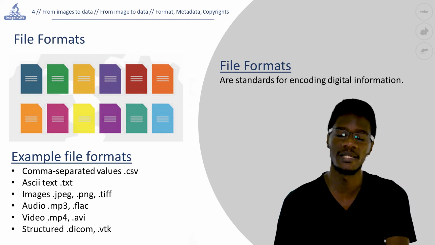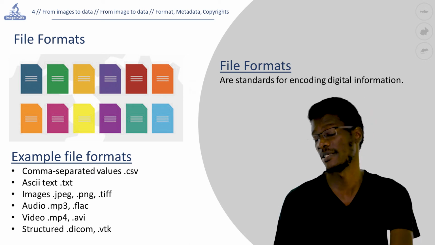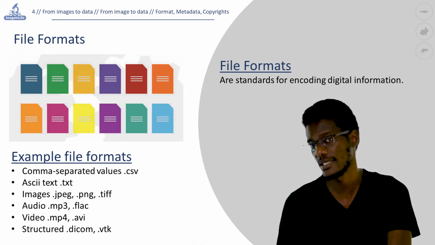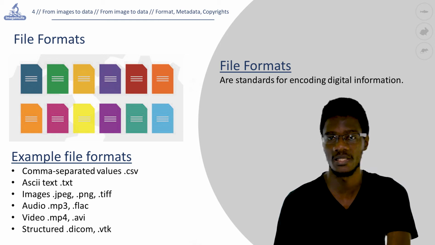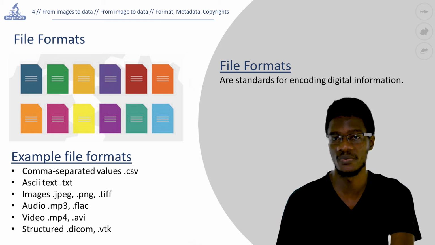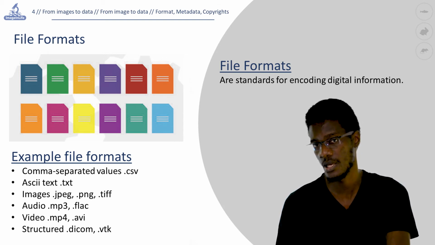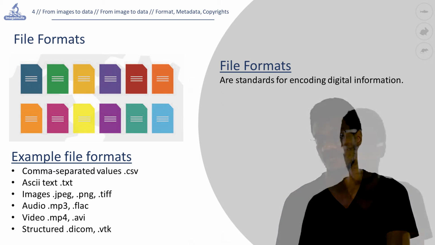File formats are standard methods for encoding digital information. We can store our data in various file formats. Examples include formats such as comma-separated values, text files which are ASCII data, images in the form of JPEG, PNG, TIFF, audio in the form of MP3, video files such as MP4, MOV, and documents such as DOC or PDF.